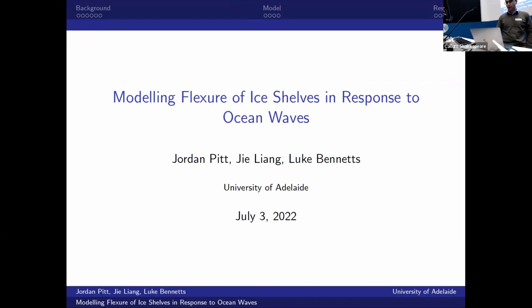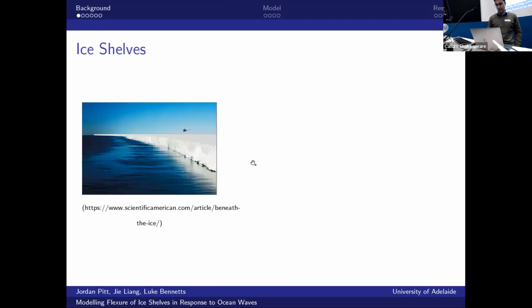Okay, so let's start with what ice shelves are. We had a nice little introduction before, but we'll just revise some of that. This is a picture of an ice shelf. We have our open ocean to the left, and this ice shelf to the right, a consolidated mass of ice, which, with this nice helicopter for scale, we can see sits quite high above the ocean. Although for those familiar with ice and water, this is just the tip of the iceberg, as it were.